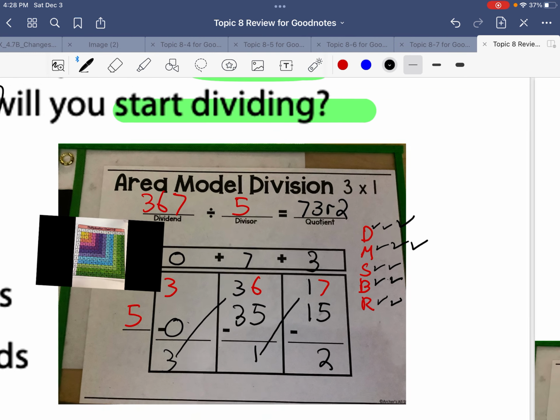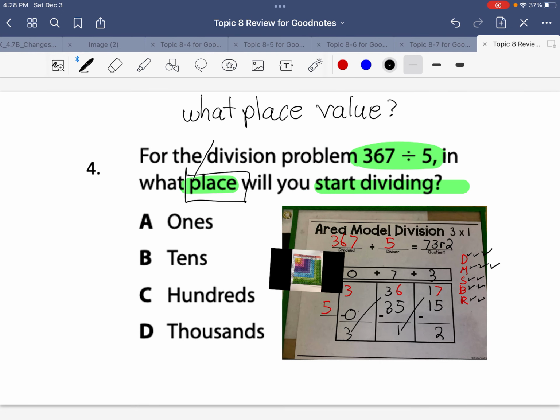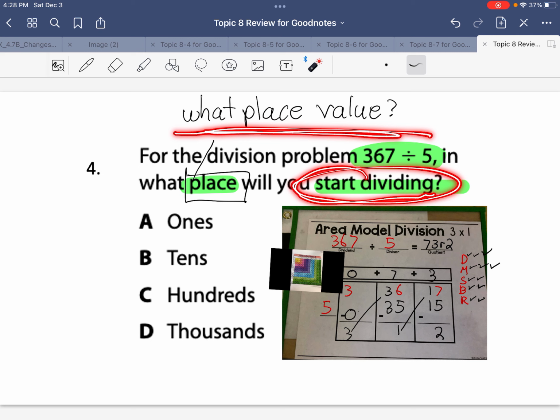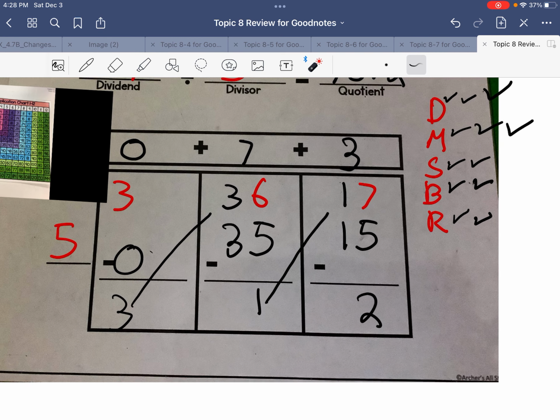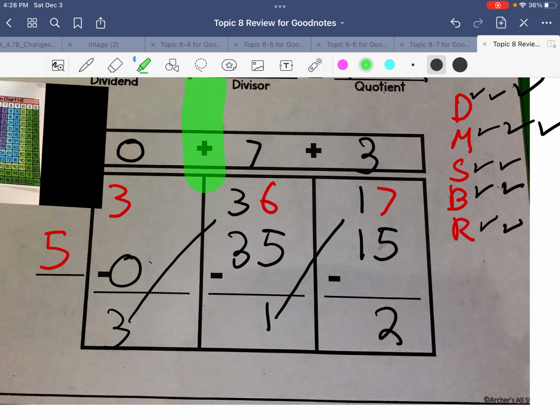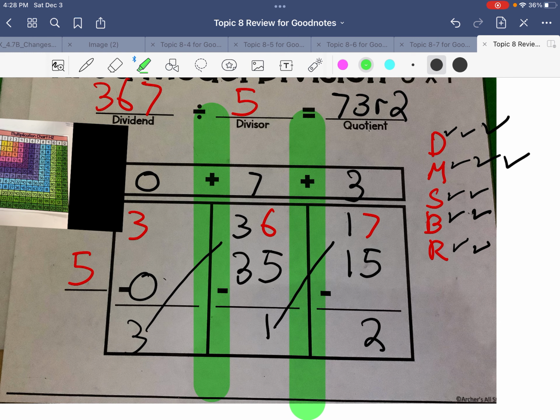Okay, but going back to my problem, it's asking what place value did I start dividing at? So going back here, I'm going to split it into 3 sections, just how it is right now. If we look at this like a place value chart, we can say the first one's my ones, then it's my tens, then it's my hundreds. Okay, just like a regular place value chart.